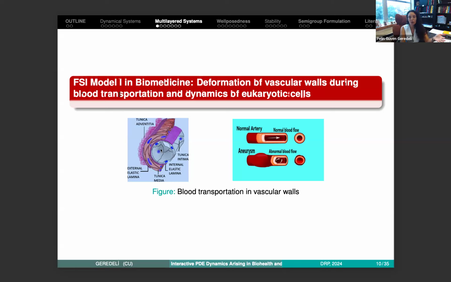And why is this important? Because in biomedical applications, people are trying to explain the aneurysm, for example, with these kinds of partial differential equations. Again, this is the normal artery, and the blood is flowing here. If you don't have any aneurysm issue, then you see this normal picture, but if there is an aneurysm due to the existence of the pressure, then you see this bad picture here, and something is not good. And all this is explained via partial differential equations.